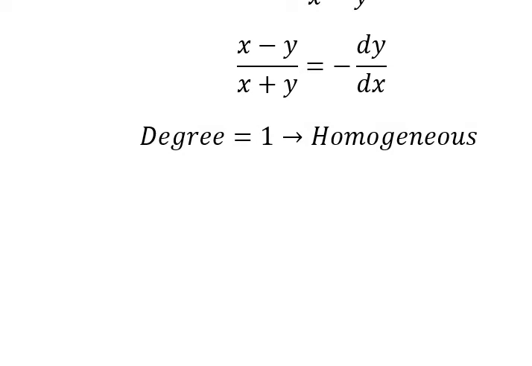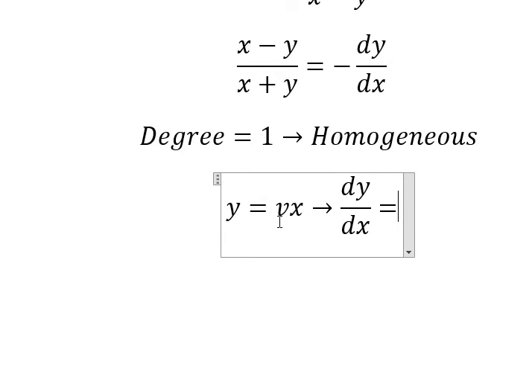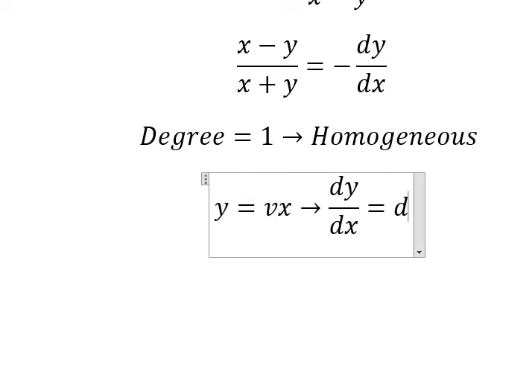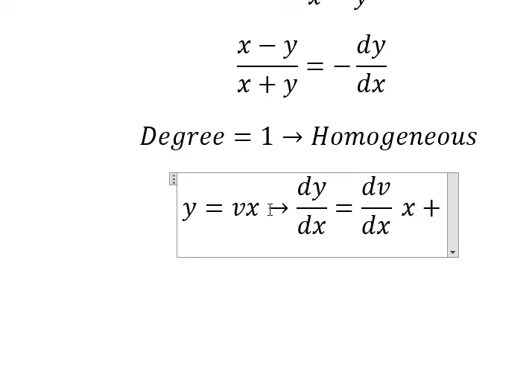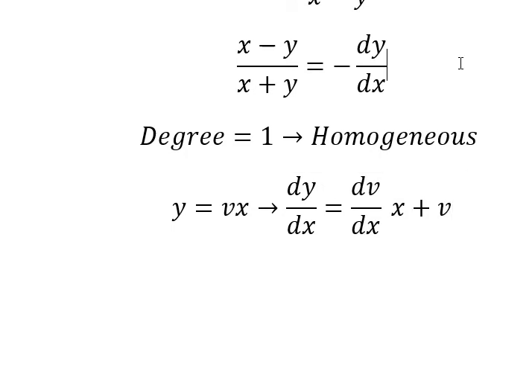So I will put y equals to vs. Later that we do first derivative for the both sides. First derivative of v, we have dv over ds multiplied by s. First derivative of s, we have number 1, so we have v.